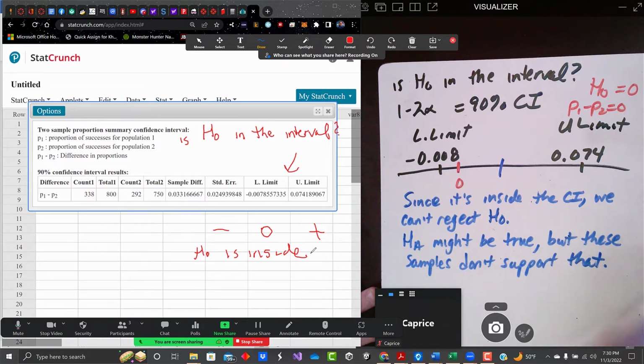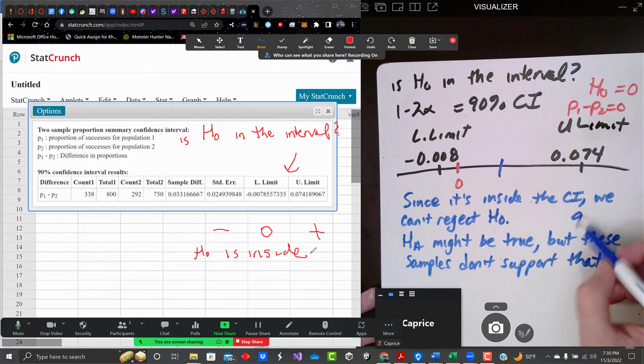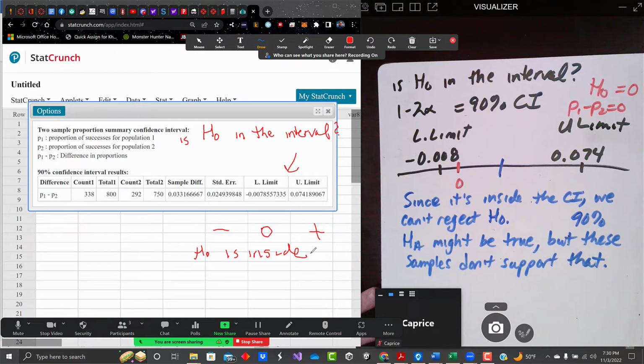But remember, the confidence interval we had was 90% confident. So we're not 100% confident. Since it's so close, if it was really important to me that I prove it or verify this, I'd probably do new samples, just to see if I had bad samples on the first one. Although 750 households, 800 households, that's a lot of households to ask.